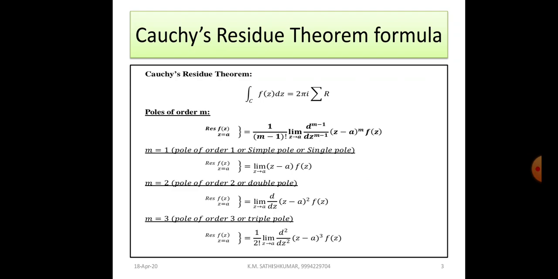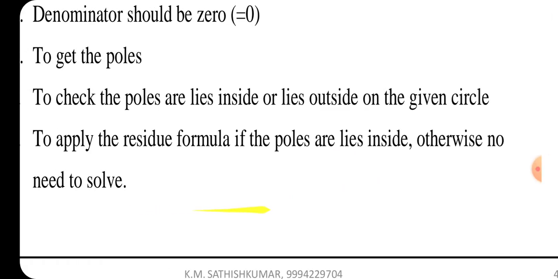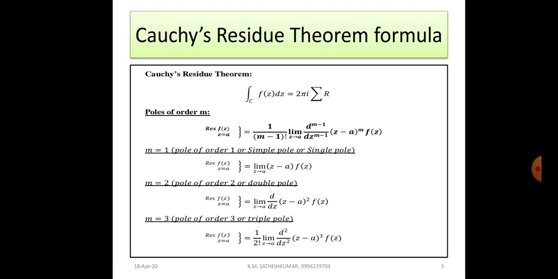Now the topic is Cauchy's residue theorem and its formula. The formula is the integral over C of f(z) dz equals 2 pi i times the summation of r, that means the sum of the residues. So first of all, we find the residues and then multiply, and we get the correct solution of the problem. That is the general formula for a pole of order m.